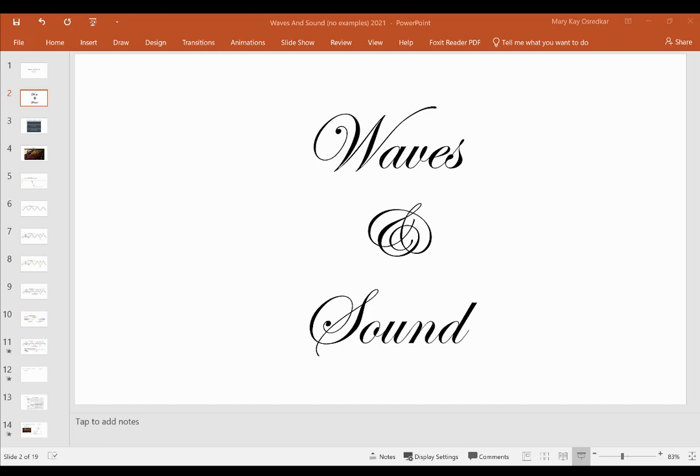So the waves can move based on the movement of the particles that the waves are moving through, versus the wave motion itself. So you see here on the screen, we have a transverse wave and a longitudinal wave. We're going to explain more about those later in this video.